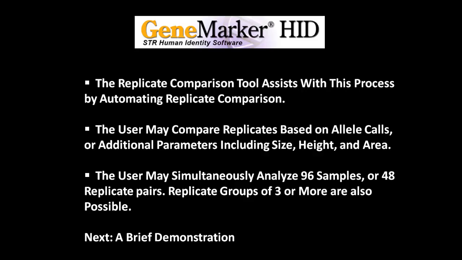The user may simultaneously analyze up to 96 samples or 48 replicate pairs. Replicate groups of 3 or more are also possible. I'll now briefly demonstrate the replicate comparison tool.